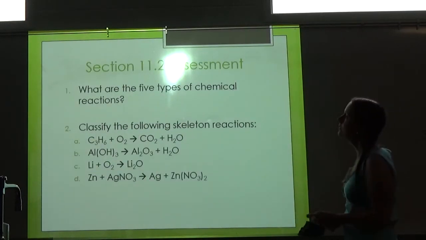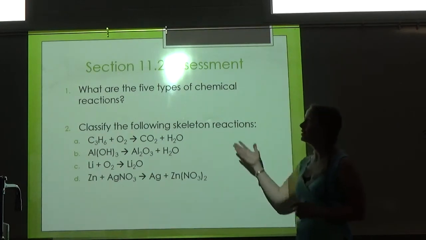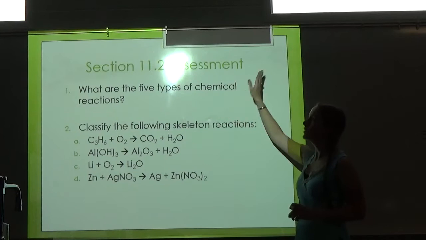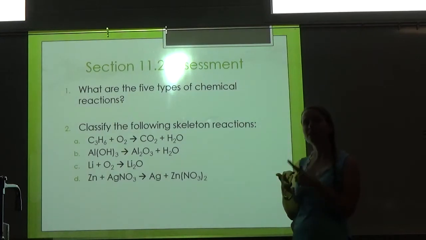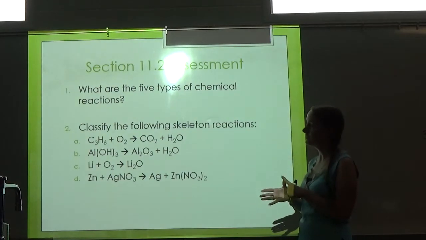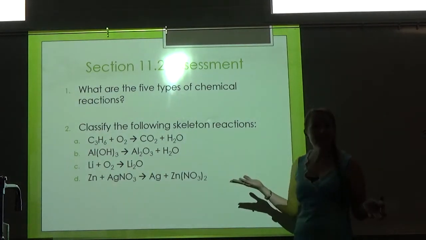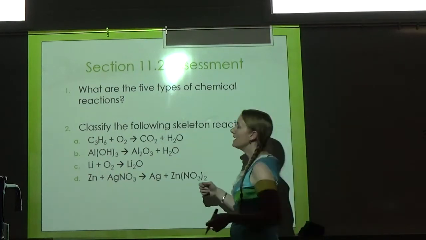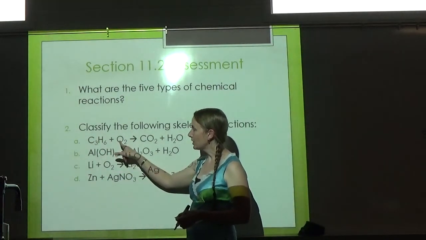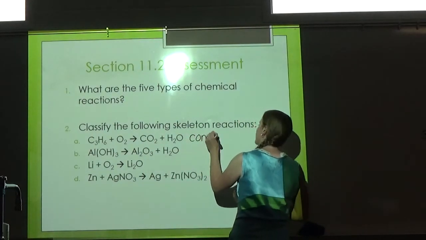All right, so section assessment. What are the 5 types of chemical reactions? I'm not going to write all of them out. You already wrote them, or they're already earlier in the section, but it's synthesis, decomposition, single replacement, double displacement, and combustion. So number 2 says classify the following reactions. So we just need to say what type they are. So part A, I can see it's a hydrocarbon burning in oxygen, it's making CO2 and H2O, so that makes me think combustion.